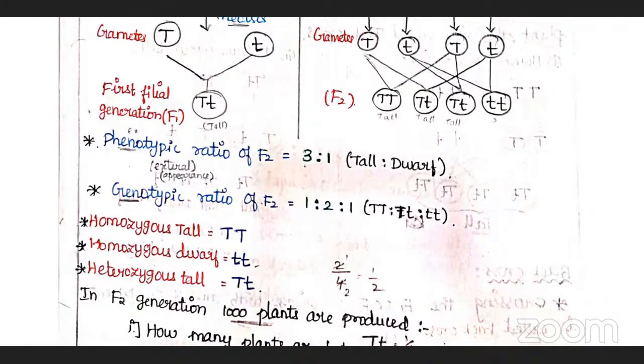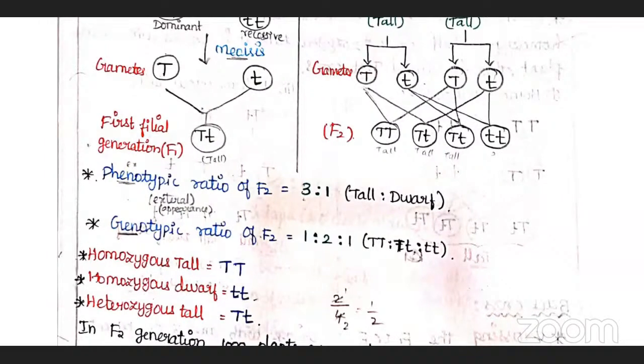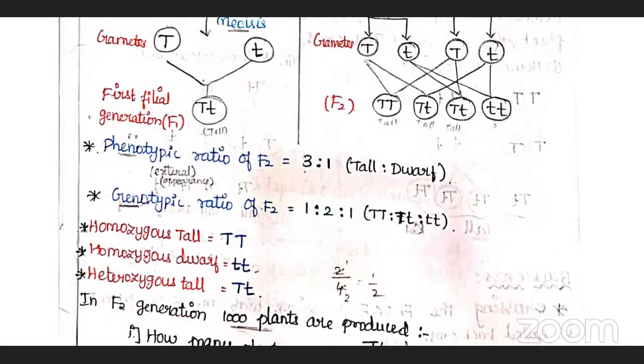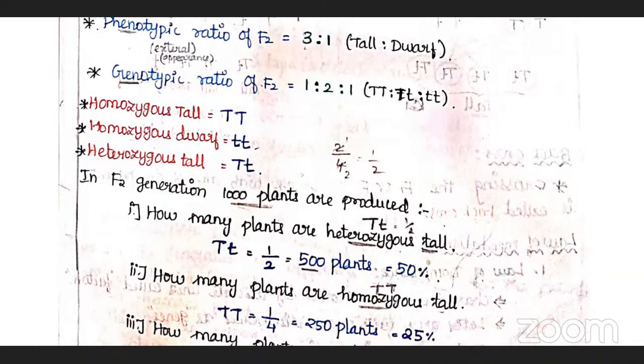So phenotypic ratio means visible characters. The plants look like tall only. When you are separating the gametes and visualizing, at that time it is heterozygous only. So we can say the genotypic ratio is 1:2:1. That is an important question. In monohybrid, the phenotypic ratio is 3:1. In monohybrid, the genotypic ratio is 1:2:1. That is the genotypic ratio of a monohybrid cross.